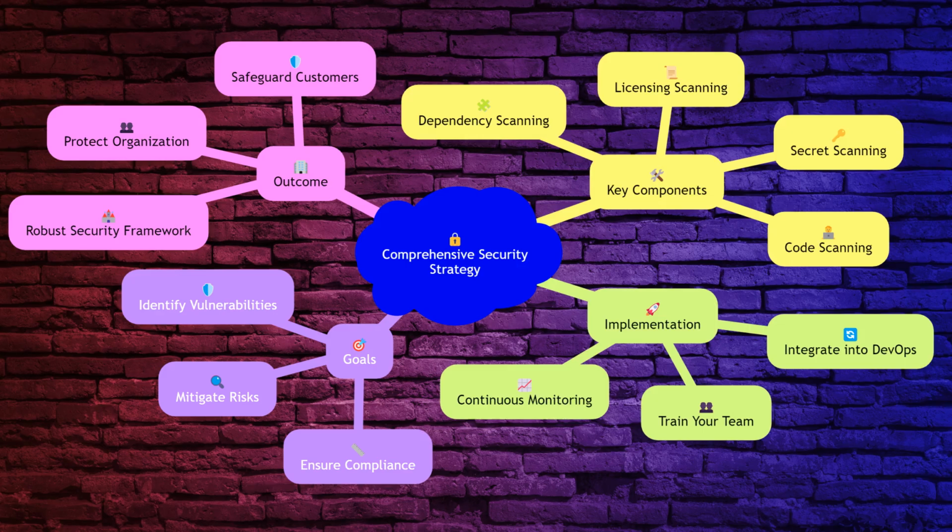In conclusion, designing a comprehensive strategy for security and compliance scanning is essential for maintaining the security and integrity of your software. By implementing dependency, code, secret, and licensing scanning, you can identify and mitigate vulnerabilities and ensure compliance with regulatory standards. Integrate these scans into your DevOps pipeline, train your team, and continuously monitor and improve your efforts. By doing so, you can create a robust security and compliance framework that protects your organization and its customers.